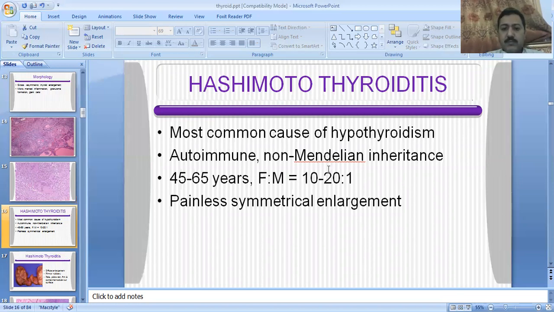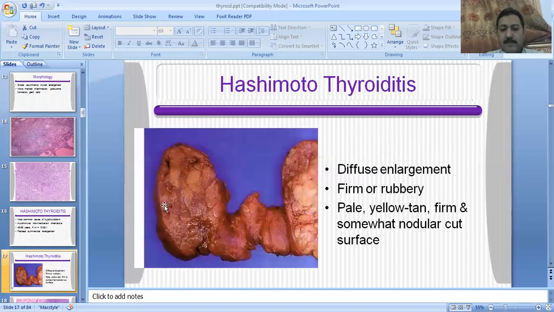So the ratio of female to male is 10 to 20, and mostly it occurs in the ages of 45 to 65 years. And there will be painless symmetrical enlargement of the thyroid gland. So this one is the gross appearance of the Hashimoto thyroiditis thyroid gland.